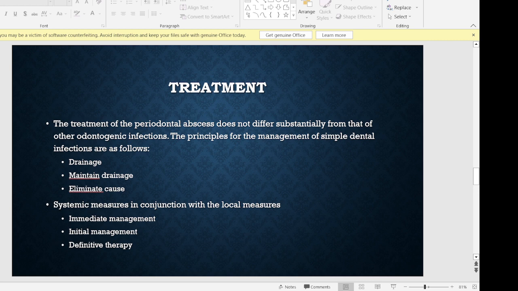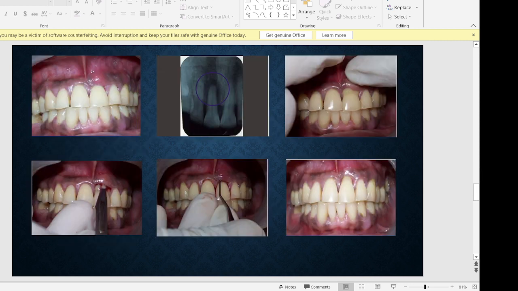After that drainage, you can ask the patient to continue and check whether the abscess is completely gone or whether it is spilling out. Then there are systemic measures in conjunction with the local measures. It may be immediate management, initial management, and definitive therapy.